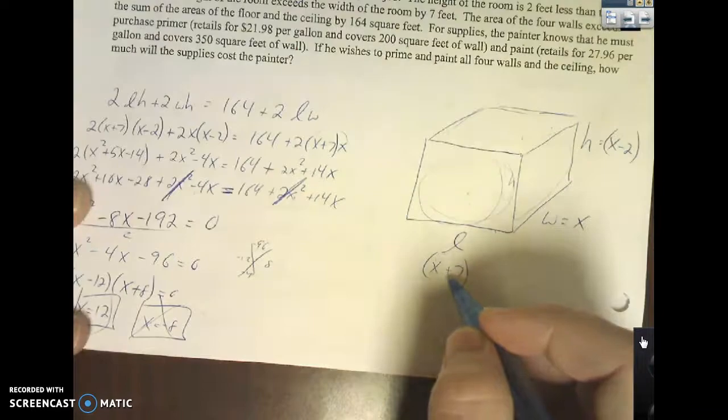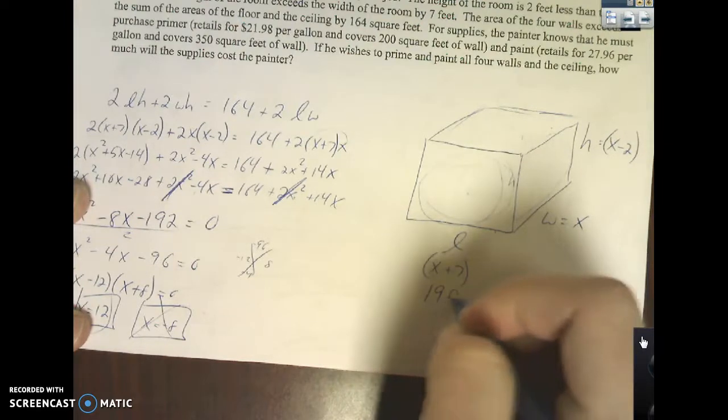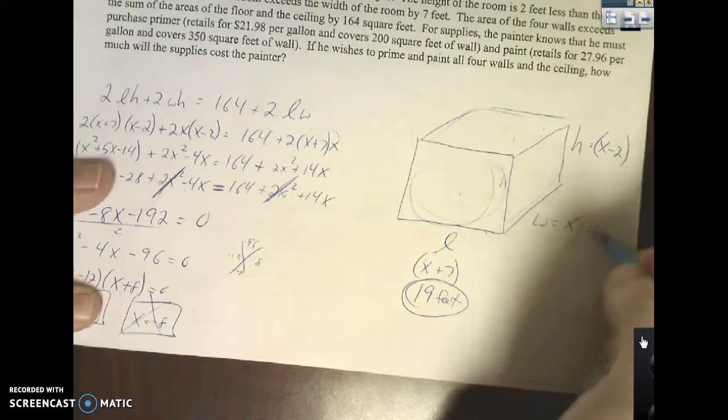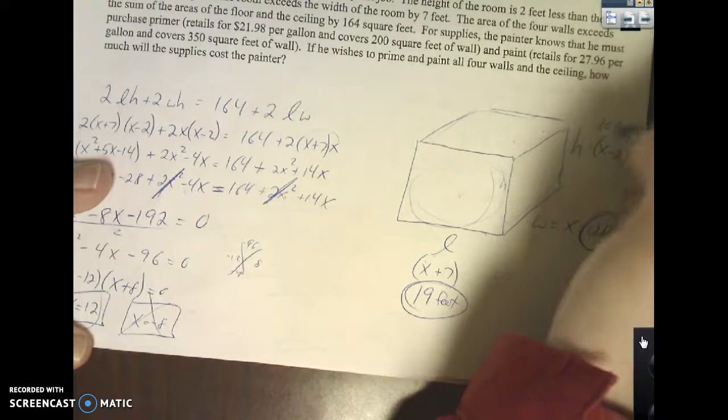So if I plug 12 in over here, check this out. My length is x plus 7. 12 plus 7 is 19 feet. This is just 12 feet. And this is 12 minus 2, which is 10 feet.